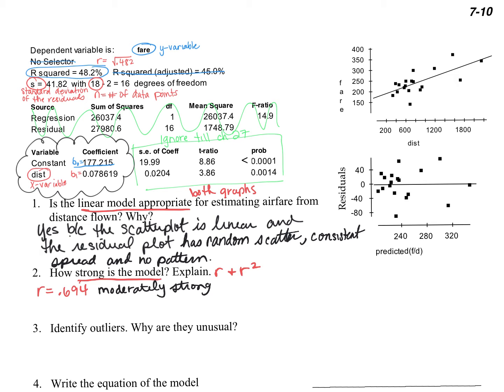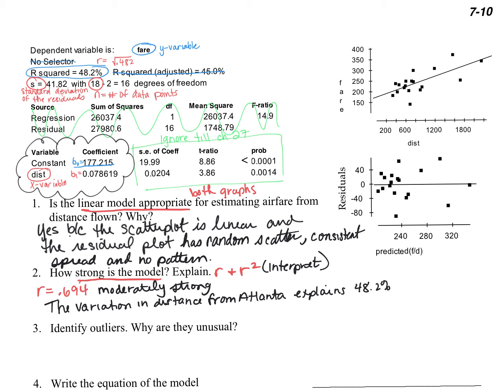And then we interpret R squared. Okay, we say the variation in distance from Atlanta explains 48.2% of the variation in fair.